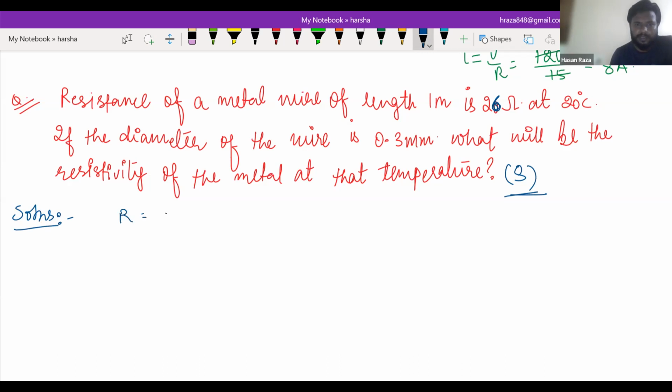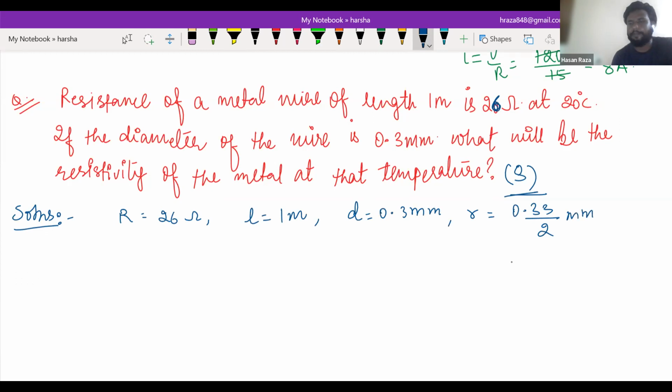Resistance is given as 26 ohm, the length of the wire is also given, that is 1 meter. Temperature is constant, that means that's good. And the diameter is 0.33 mm. What will be the radius? 0.33 by 2 mm, right? Is that clear? Yes, sir.